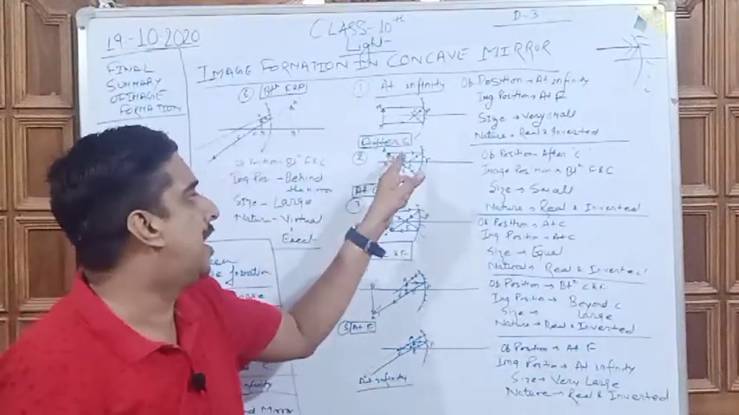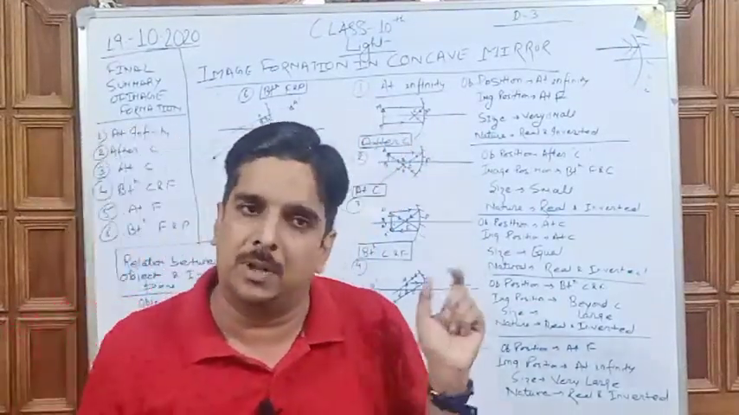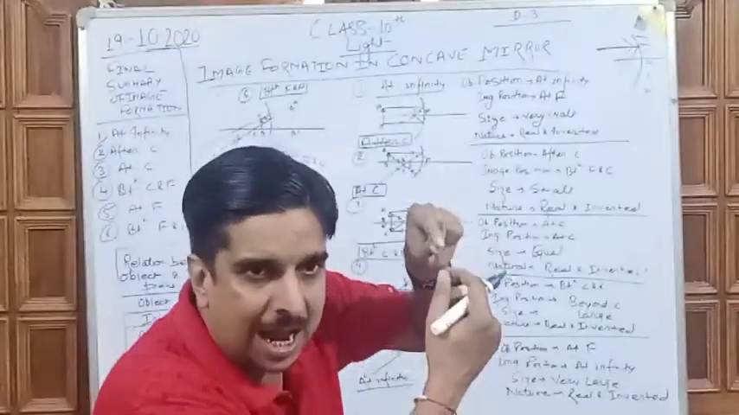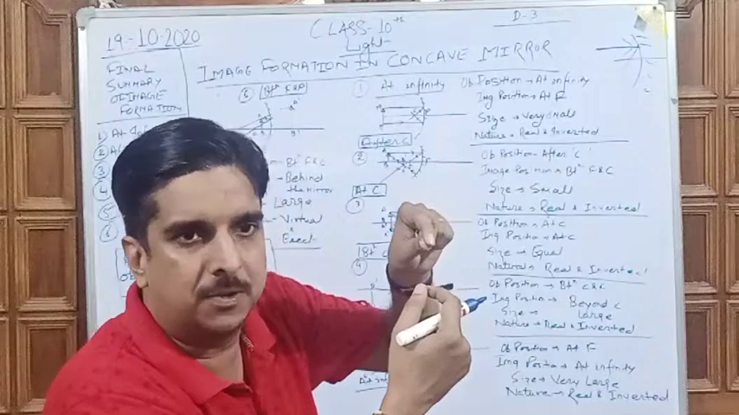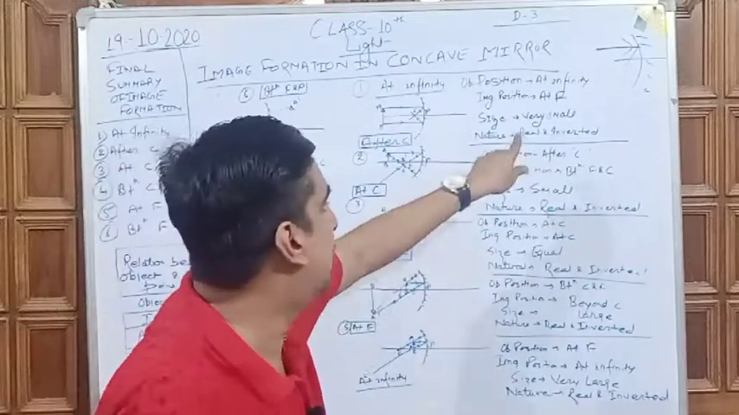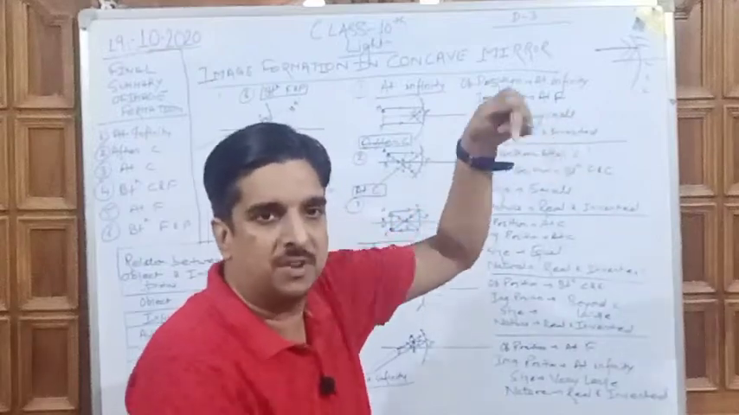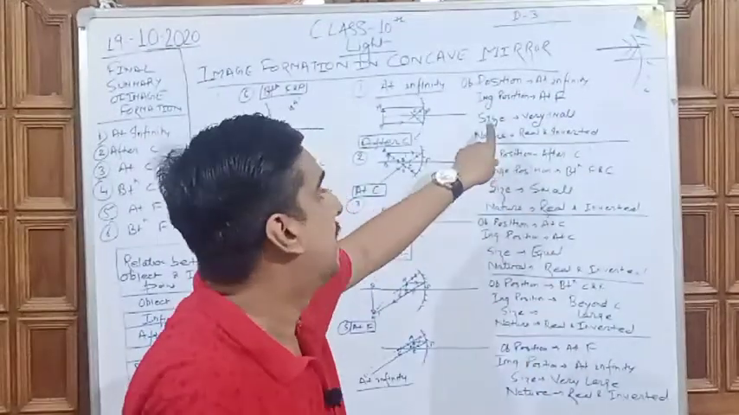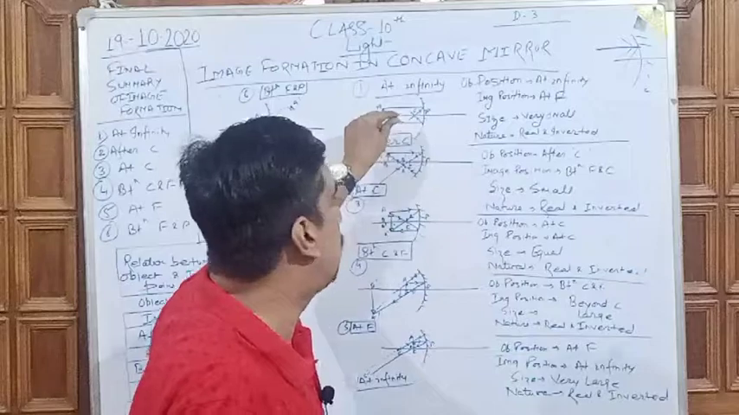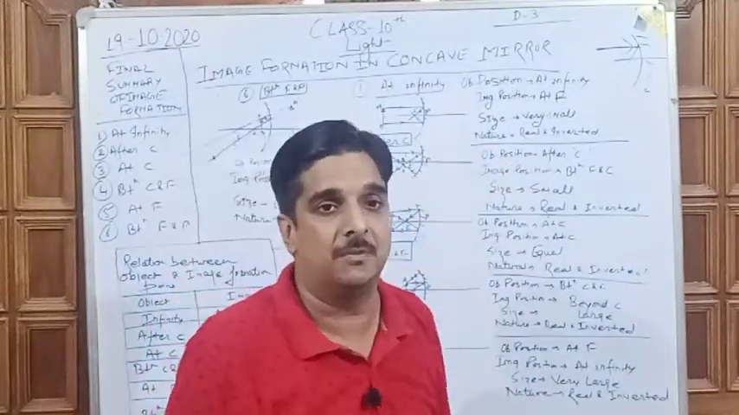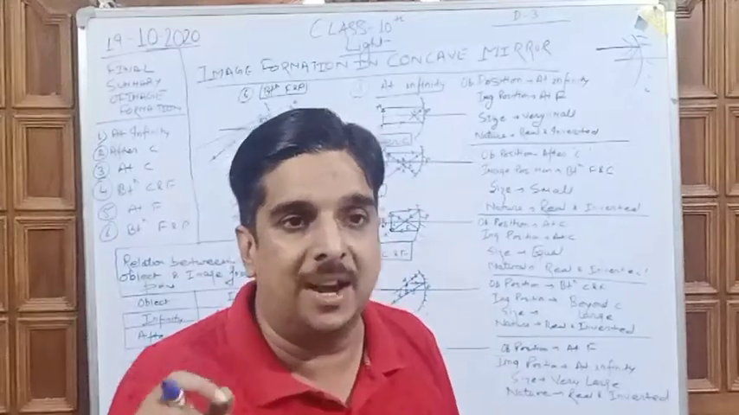So here it is happening at F. It means it is very clear that there is no space for the height of the image. So we can consider the image position at F, because the reflected rays are intersecting at F. Size is very small because there is no space at the intersection point, and nature is real and inverted.